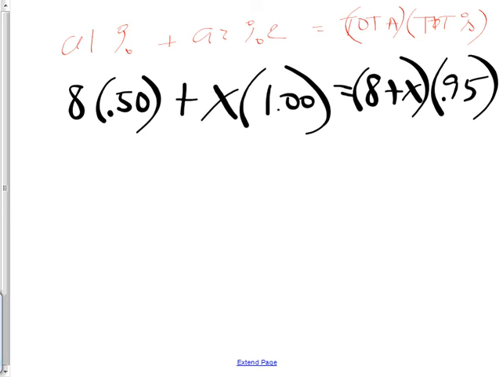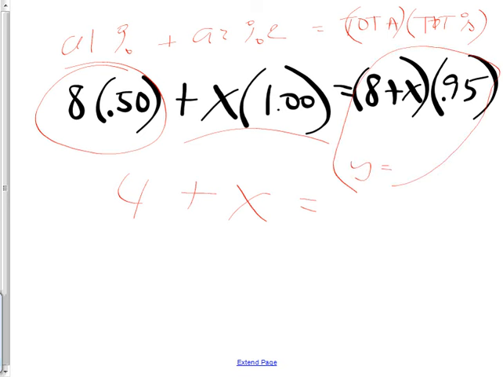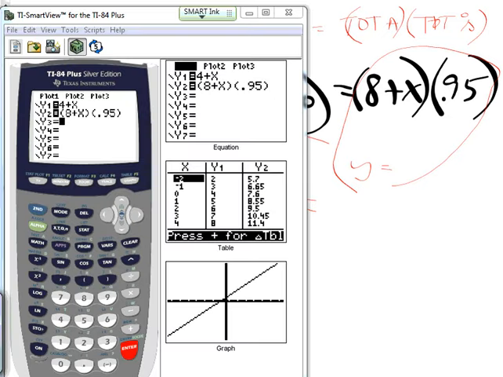But I'm hoping things like this you can do in your head. What's 8 times a half? 4. Plus, what's that simplify to? 4 plus x equals, and now there it's getting a little dicey. I'm going to have to use the calculator anyway. So for me, I might graph y equals 4 plus x on one side. And I might graph y equals all that on the other side. I'm going to pause for a second while I do that. Okay, I'm recording again, and I'm going to hit graph.